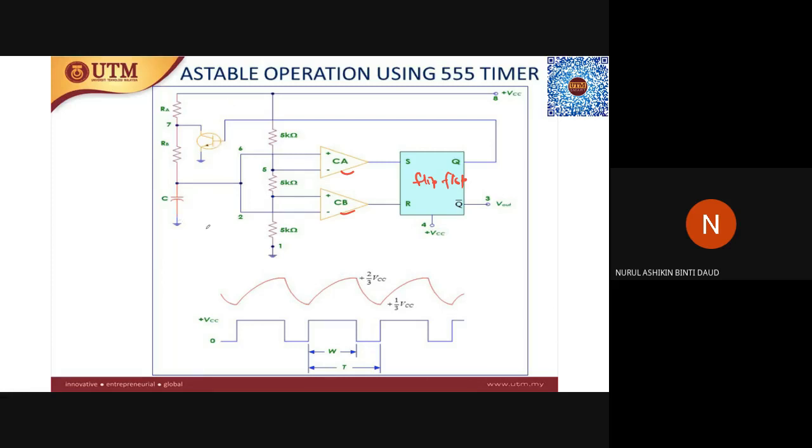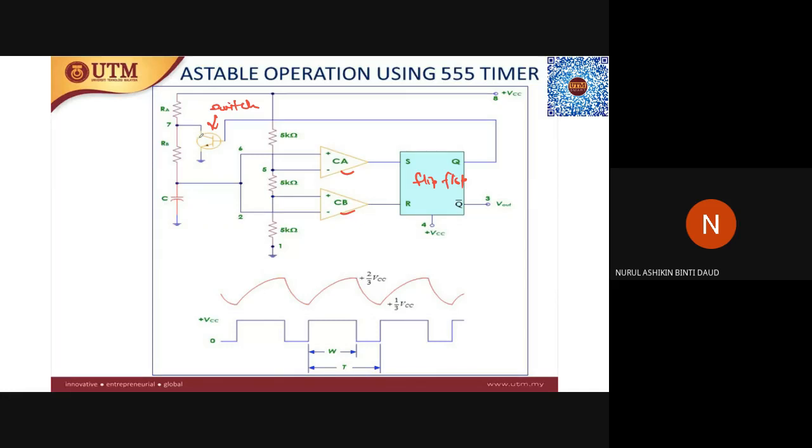Okay, pin number 7 is connected to the BJT, right? Discharging, yeah. So the BJT here is going to act like a switch instead of an amplifier. Instead of an amplifier, the BJT will act as a switch in this 555 timer, all right?